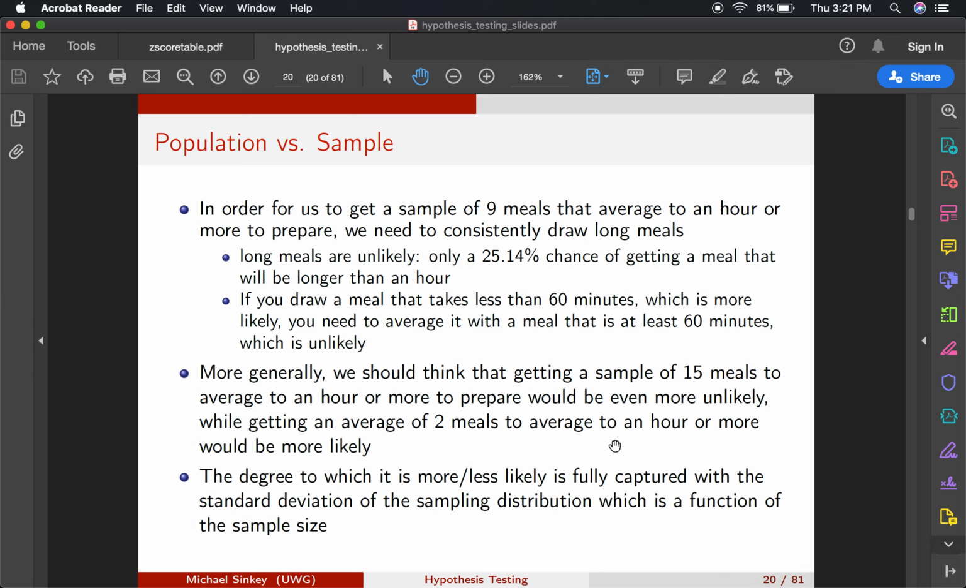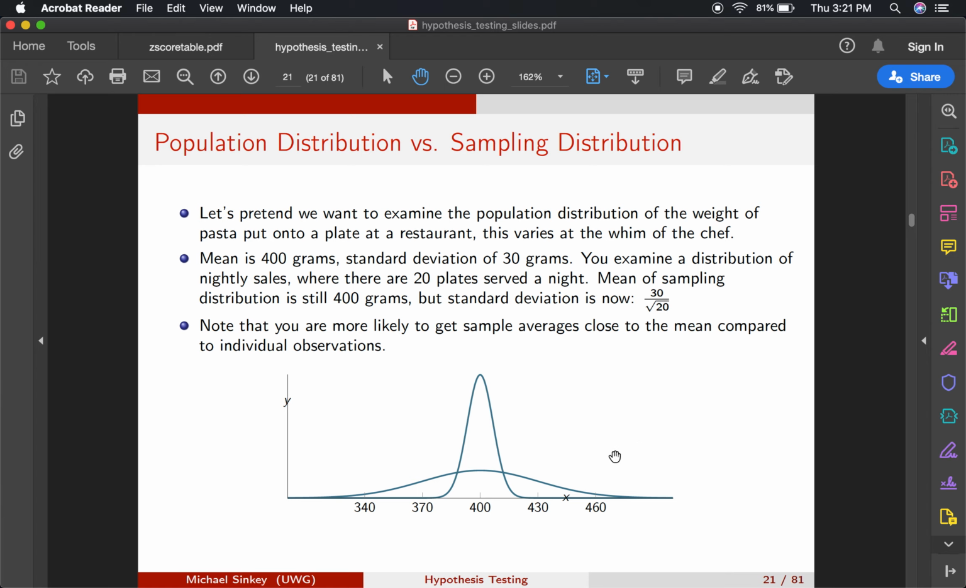More generally, I should think that getting a sample of 15 meals to average to an hour or more would be even more unlikely, but 2 would be somewhat more likely. So as n goes up, my samples are more tightly distributed around the mean. And you can see that here in this picture.